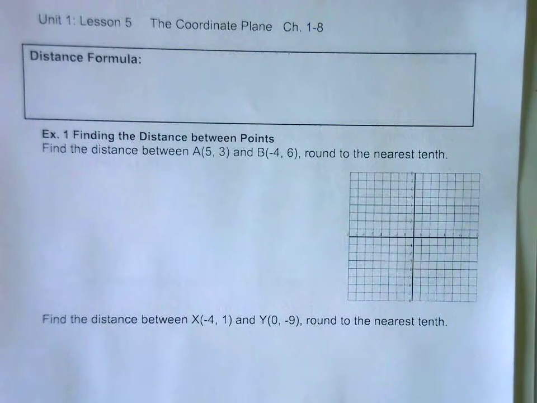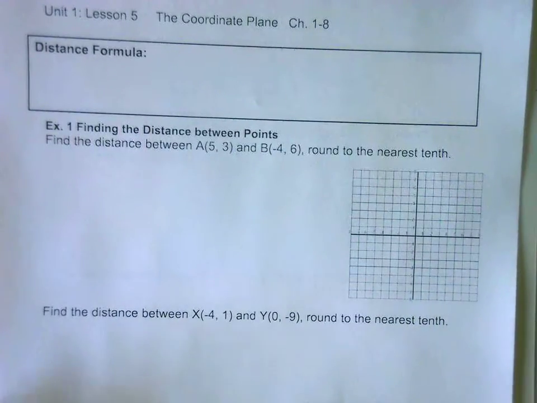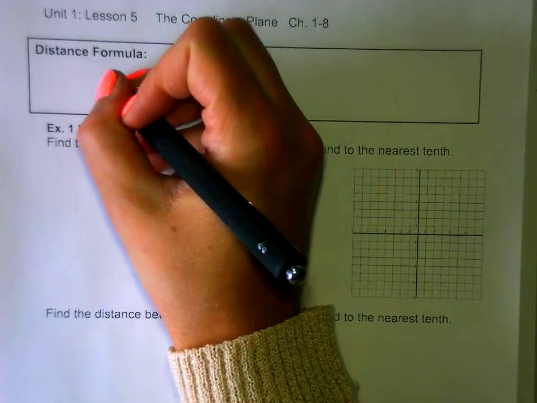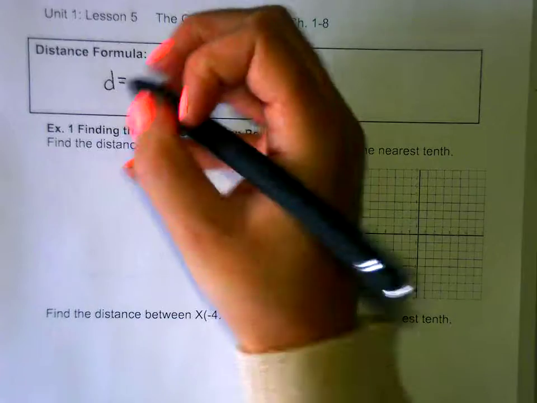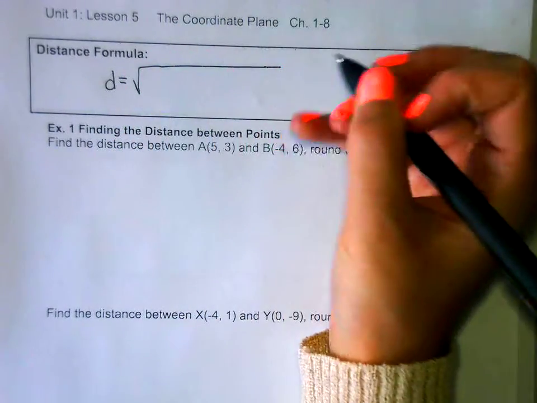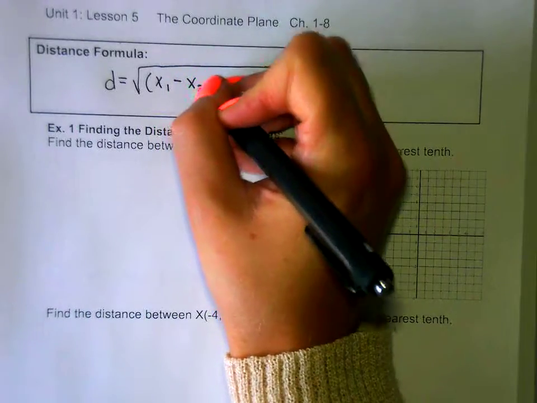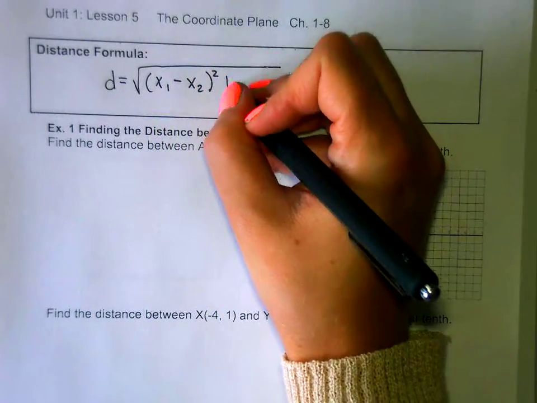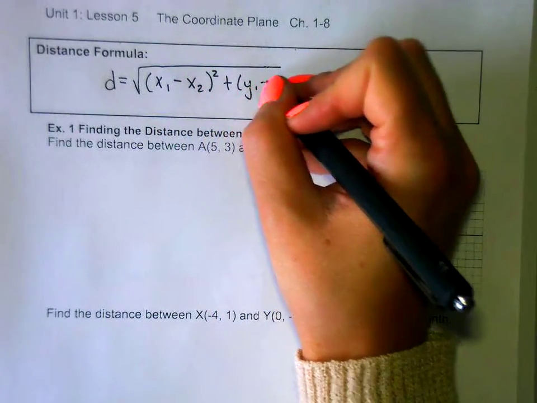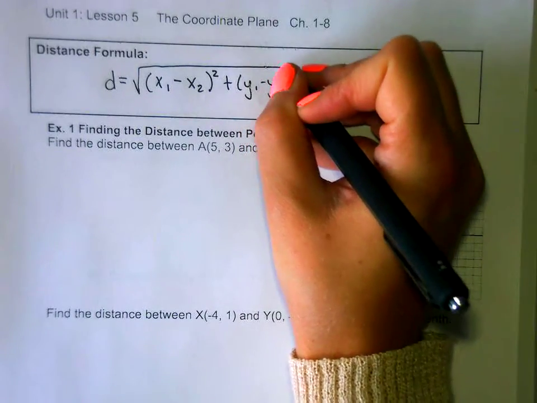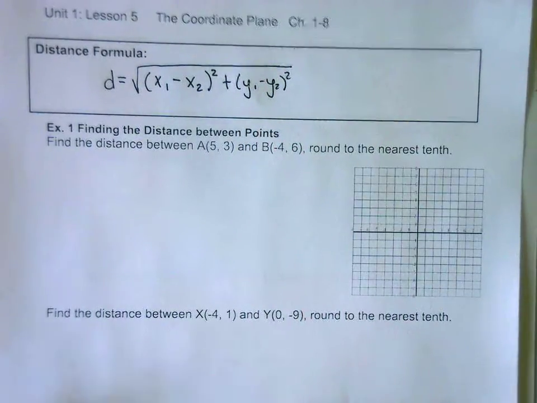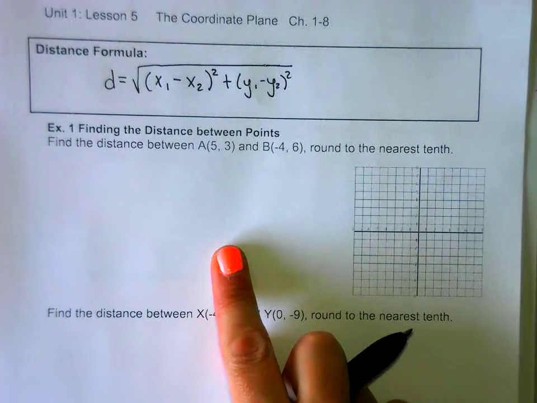Today we are going to be looking at Unit 1, Lesson 5, the coordinate plane. So we're going to be first starting with the distance formula. And the distance formula would be d equals the square root of (x1 minus x2) squared plus (y1 minus y2) squared.